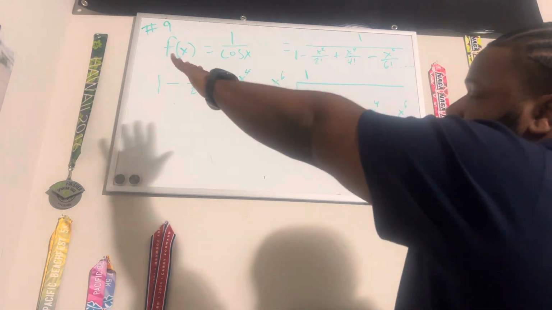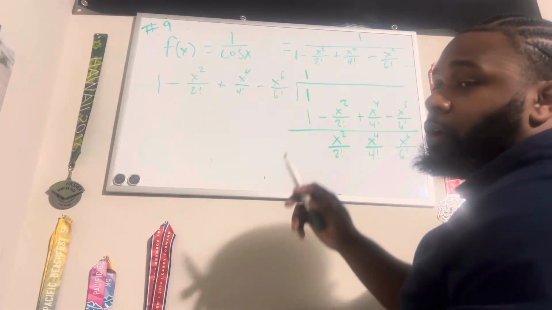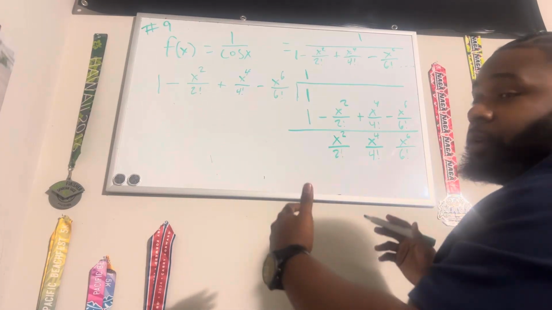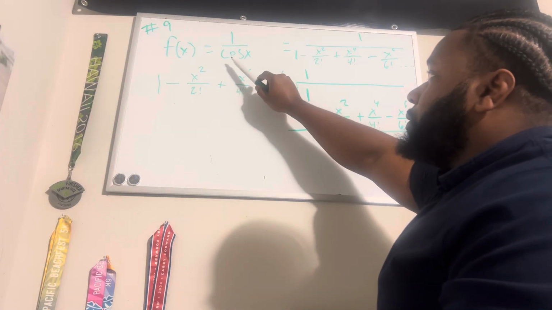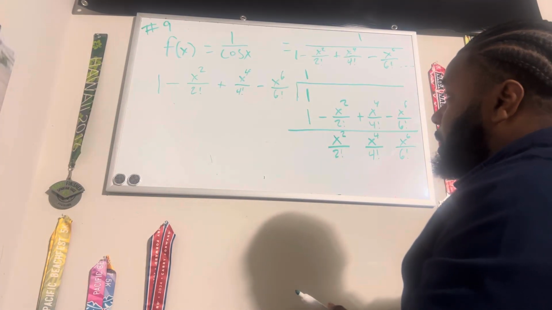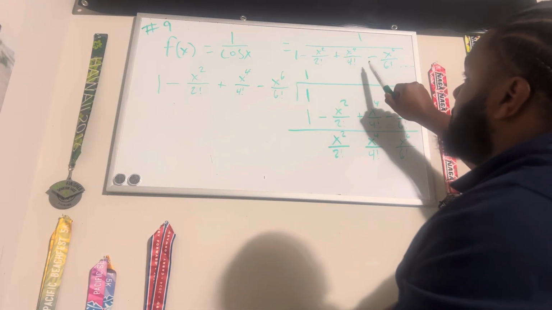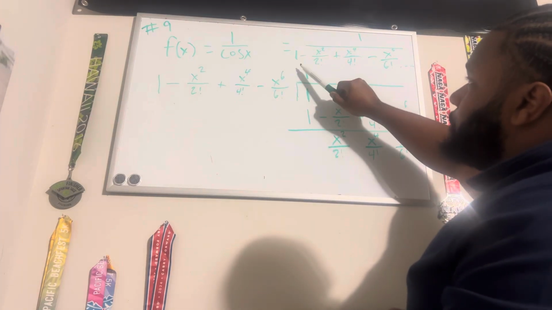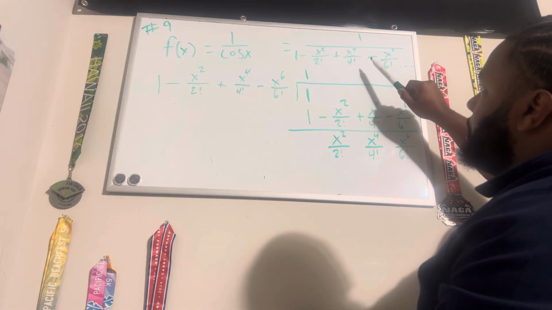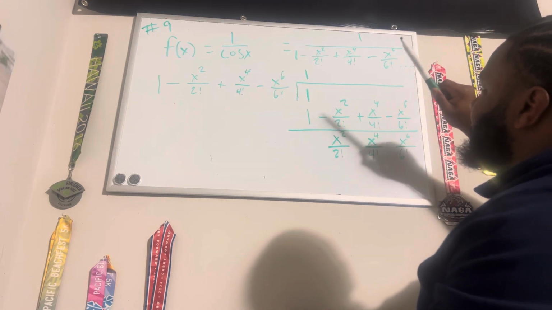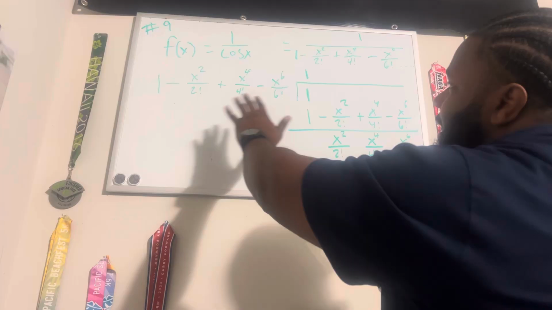Number 9 on the final exam, we have f of x equals 1 over cosine. We did this in class, but I left some room to show that I know how to do it. We use the Maclaurin series for cosine of x, which is on the back of our review, and it's all over 1. So this is 1 minus x squared over 2 factorial plus x to the 4th over 4 factorial minus x to the 6th over 6 factorial. We divide that into 1.